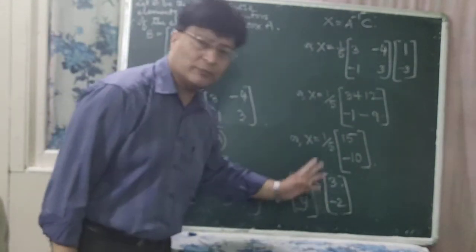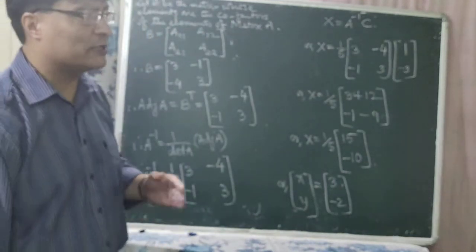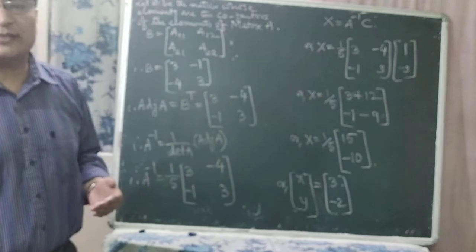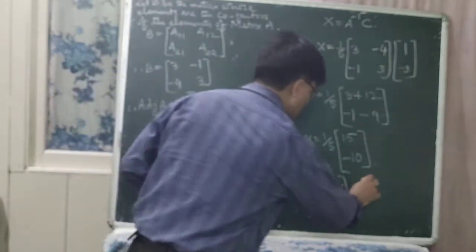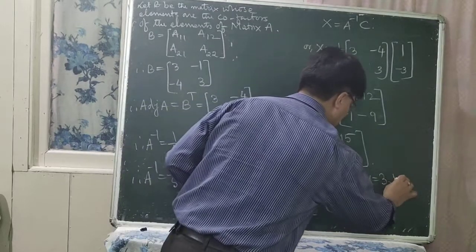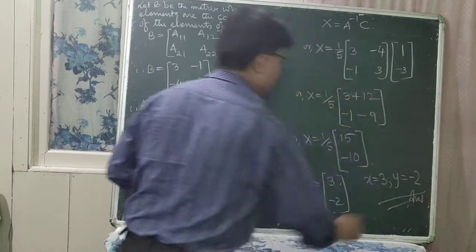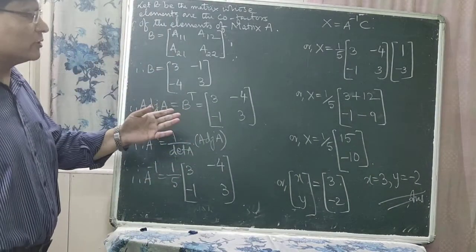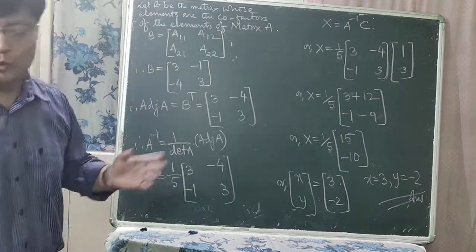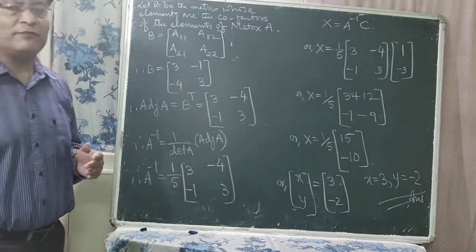So now, these are the equality of the two matrices. You know from the definition of equality of matrices, the corresponding elements can be equated. That means you can equate x with 3. That is x is equal to 3 and y is equal to minus 2. This is the final answer. So x is equal to 3 and y is equal to minus 2. So these are the solutions of the given system of equations.